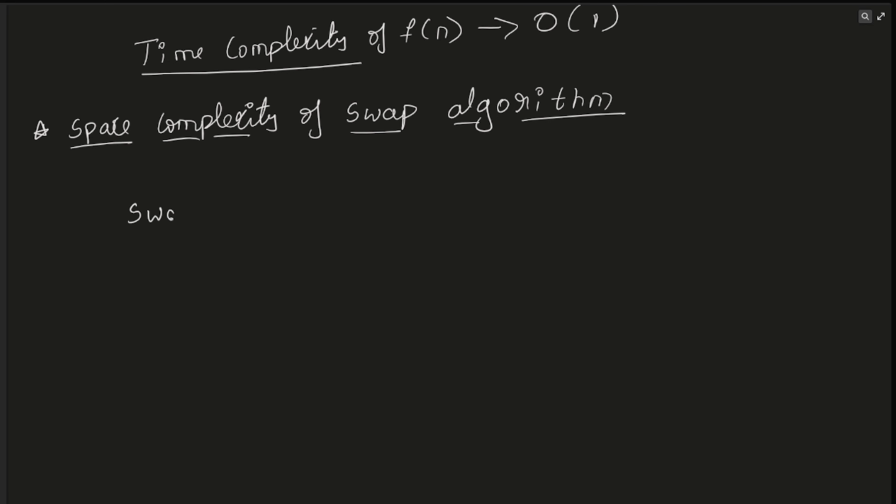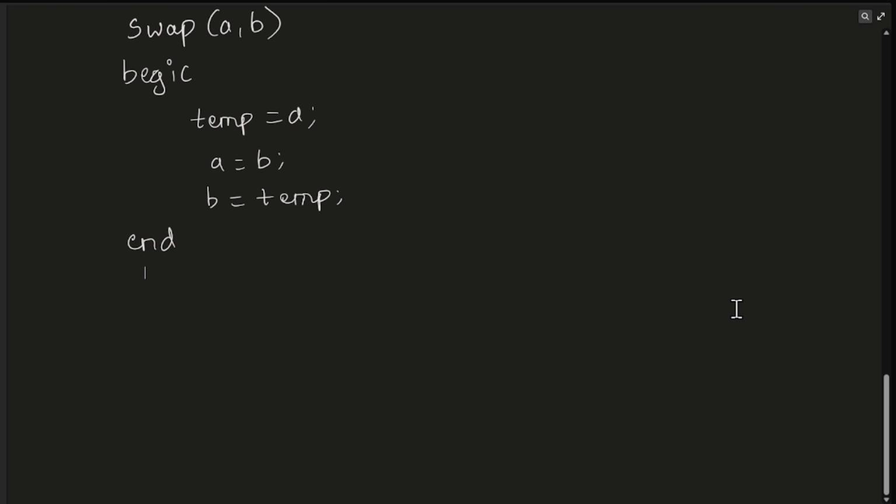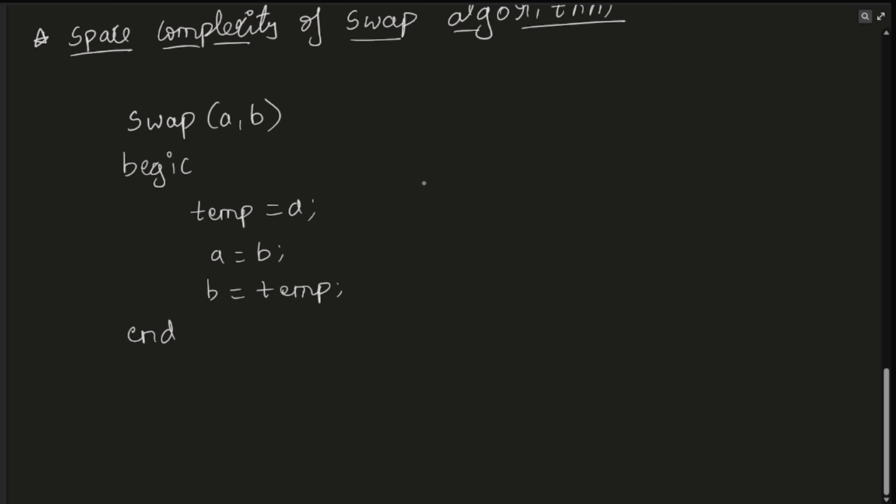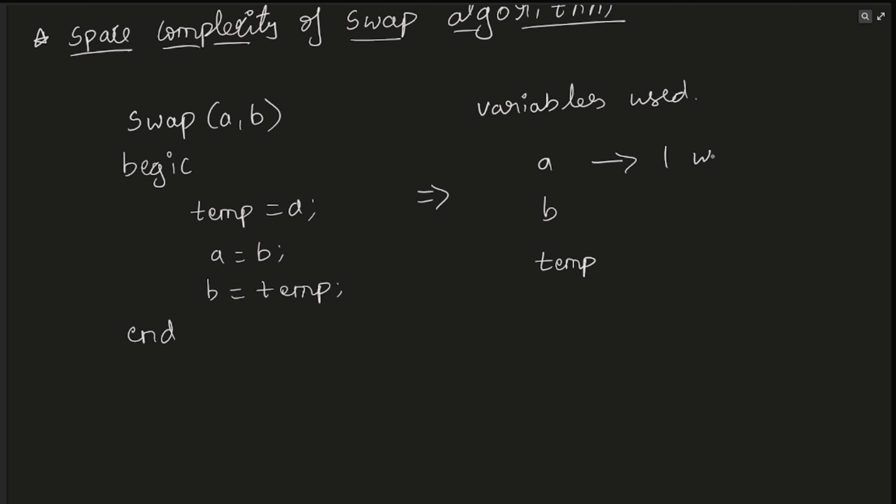I'll repeat the same function. To analyze the space complexity of an algorithm, we need to list down the variables that are used in that particular function. Let me just write down the variables that are used in the swap function. We are using variable A, variable B, and temp. Variable A takes in one word of space. Variable B takes in one word of space. Temp variable will also take the same one word of space.